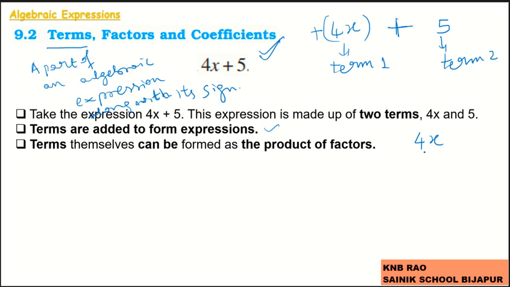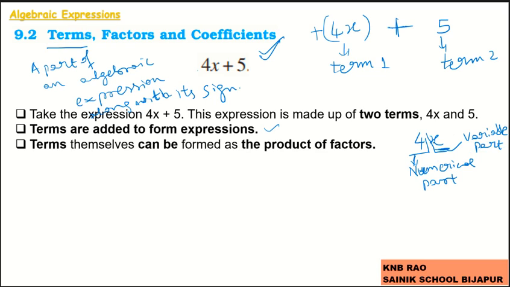in this 4x, I have two factors. What are the two factors? Children, remember, this is one portion, I say numerical portion, or I say part. And this, whatever I have, this part is the variable part.